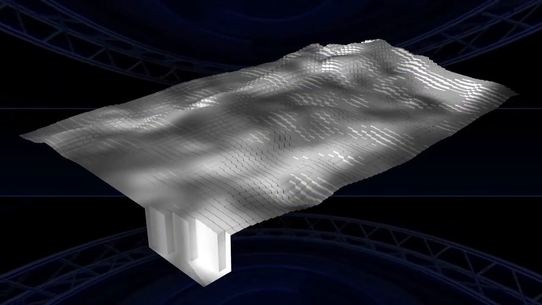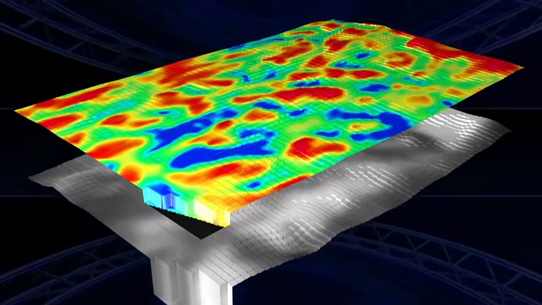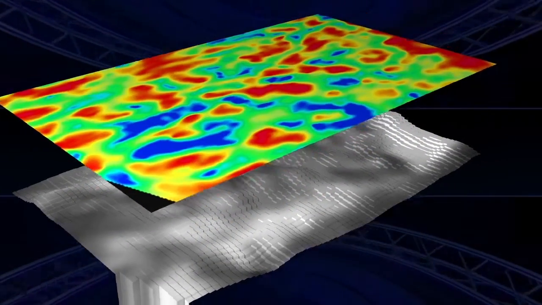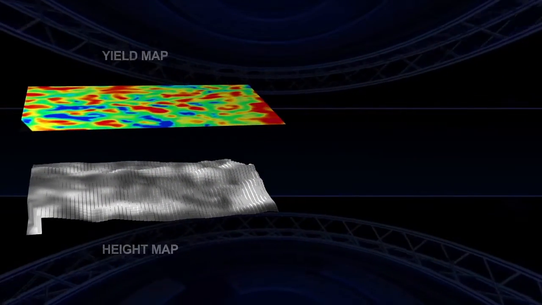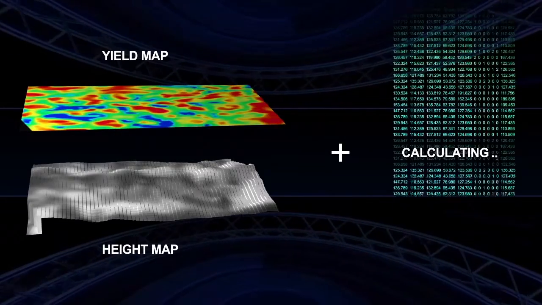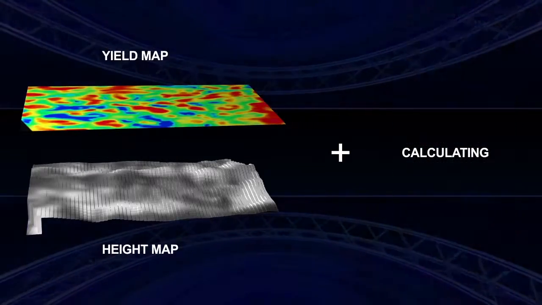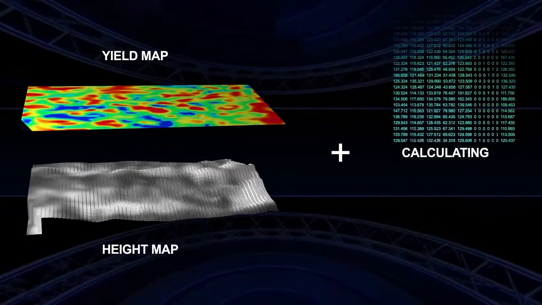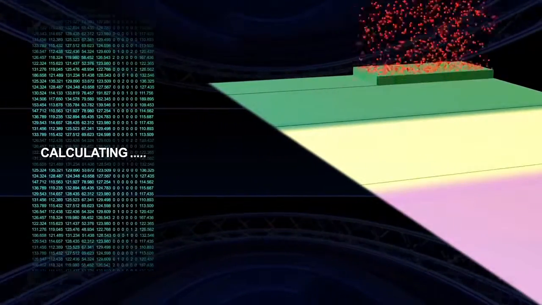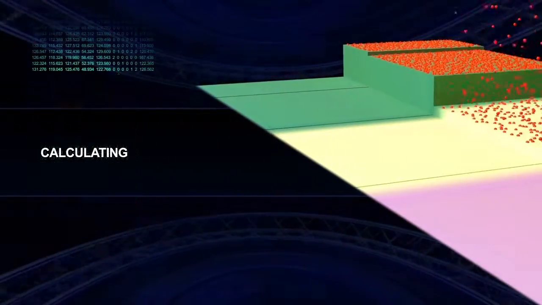The creation of a prescription map involves yield maps, elevation maps, and a host of other variables not shown in this video. The calculations are complex and can take several hours, but the result is a simple map that matches the seed and fertilizer to the hydrology and pattern of high and low yields.